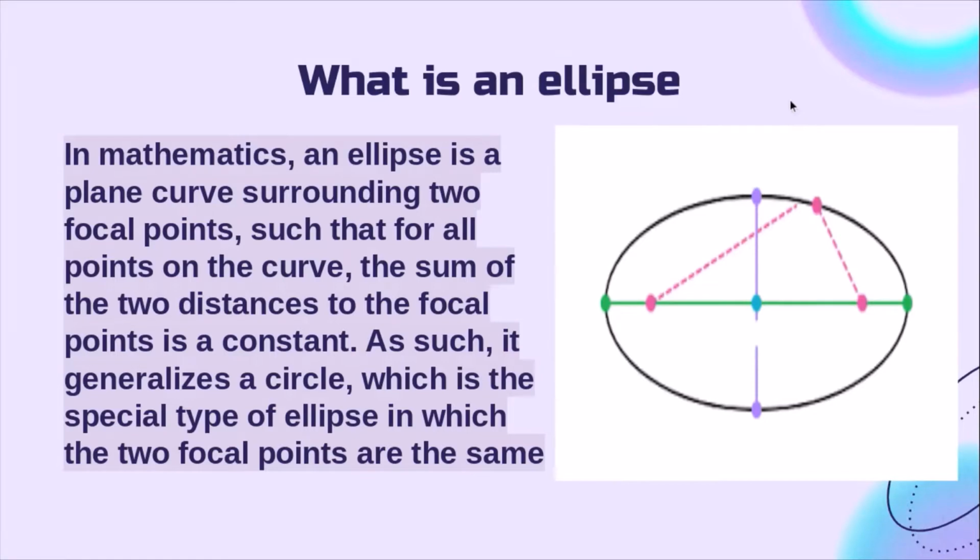In mathematics, an ellipse is a plane curve surrounding two focal points, such that for all points on the curve, the sum of the two distances to the focal points is a constant. As such, it generalizes a circle, which is the special type of an ellipse, in which the two focal points are the same.